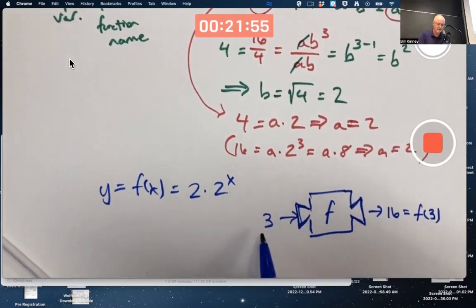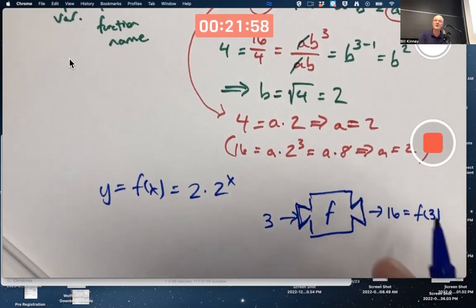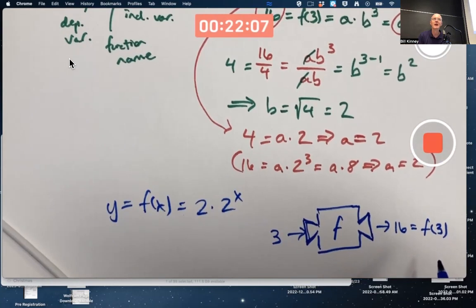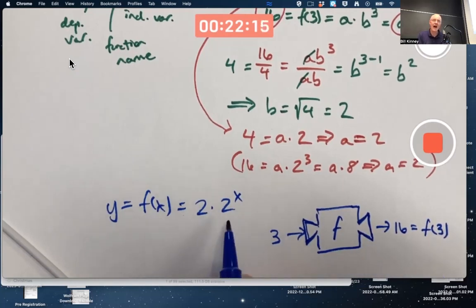It's like you imagine 3 gets plopped into the function, and then, okay, yeah, you could imagine buttons on the box. But you could be old-fashioned and imagine a crank. Crank that function and out pops, do you already make a popping sound? A 16. Plug in a different number like 5. What's f of 5? 2 times 2 to the 5th, which is really 2 to the 6th. 64. f of 5 is 64. You plug in 5, turn the crank, you get 64.